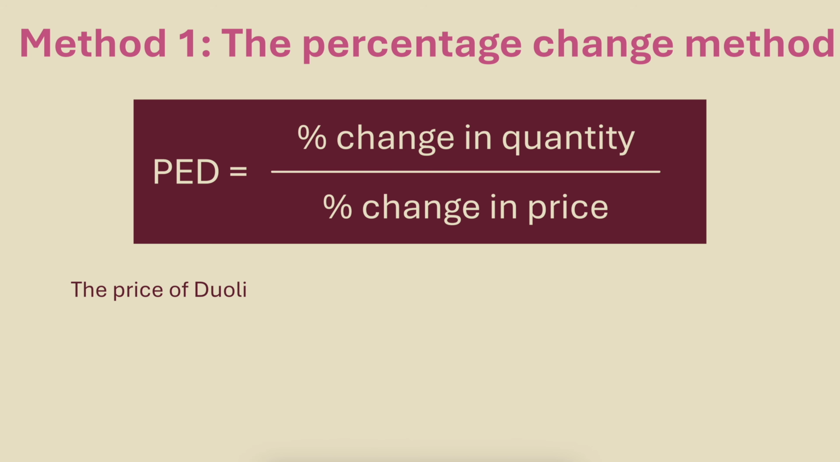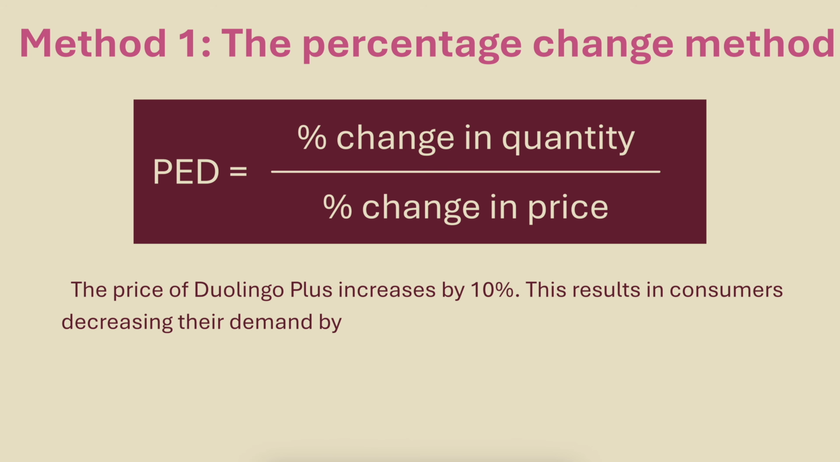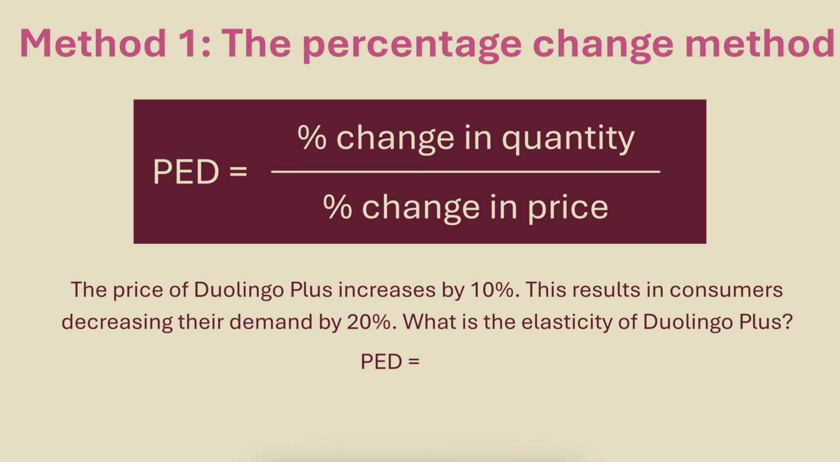For example, the price of Duolingo Plus increases by 10%. This results in consumers decreasing their demand by 20%. What is the elasticity of Duolingo Plus? Well, we simply just plug the values into the formula. PED equals the percentage change in quantity, which is 20, over the percentage change in price, which is 10. 20 over 10 equals 2, so Duolingo Plus has a price elasticity of 2. The only thing to be aware of here is make sure you don't put the percentage symbols in your calculator. It's not 20% over 10%, it's just 20 over 10.